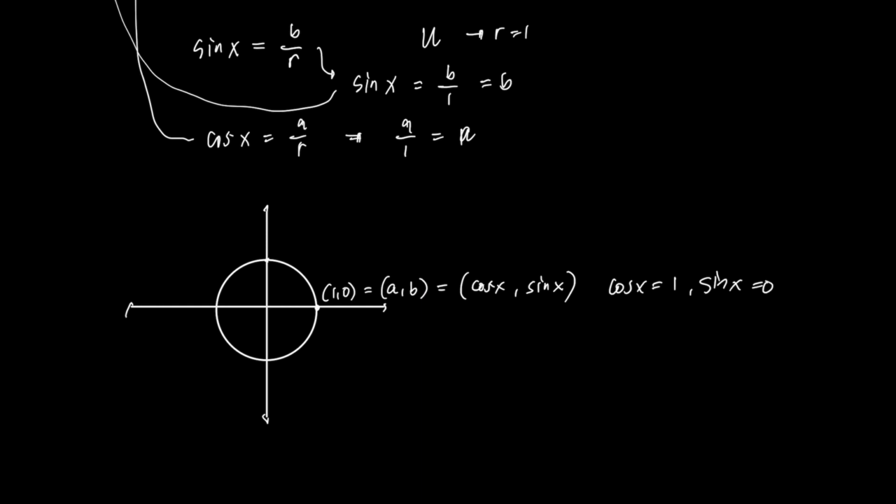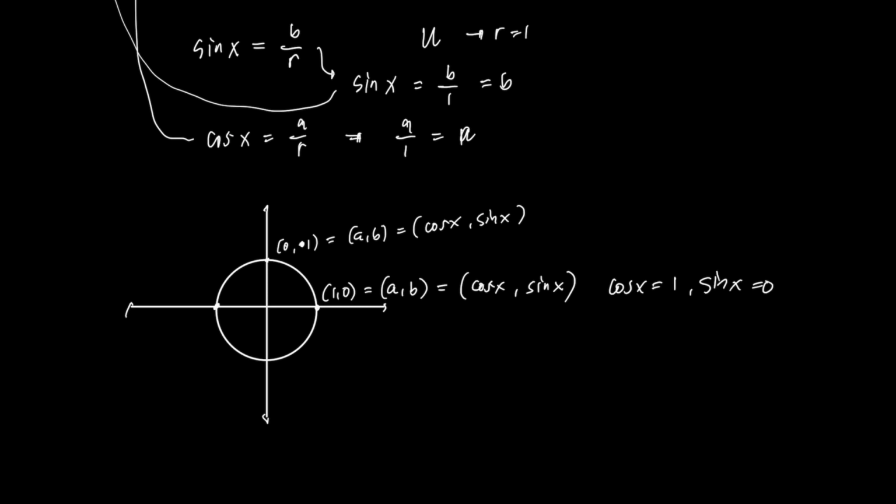Next, for this point here, which is (0, 1), again, that is our (a, b), which is (cos x, sin x), and meaning our cos x there is 0 and our sine x is, sorry, that is 1. That is not negative 1.